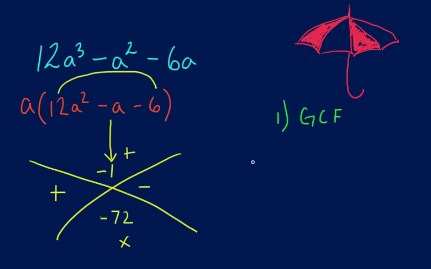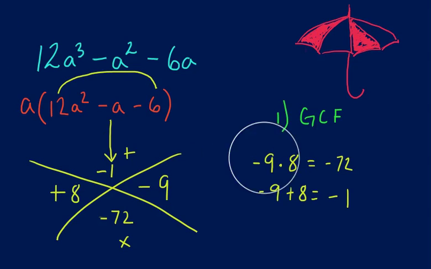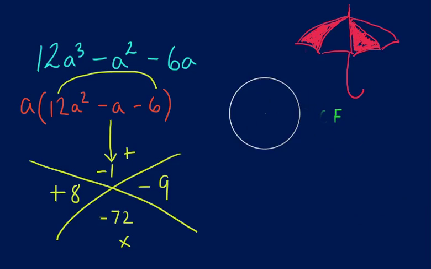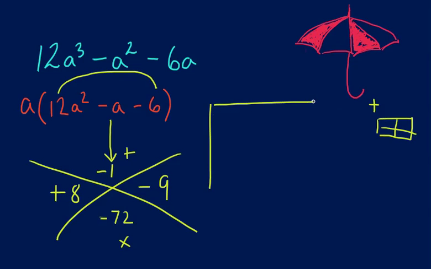Let's see. What if I did negative 9 times 8? That gives me a negative 72. What if I did negative 9 plus 8? Because remember, it has to multiply to negative 72 and then it has to add to negative 1. That would give me a negative 1. Perfect. So my numbers here are negative 9, and here it's actually an 8. Good job. So now that we have that, remember, whenever we use the umbrella method, we also have to use the box. Remember that. It's going to be the umbrella box method. So I'm going to go ahead and draw the box here.